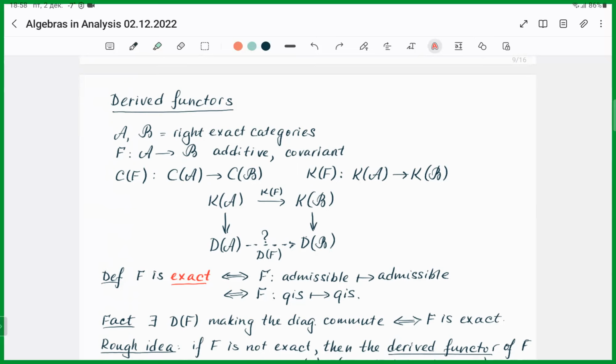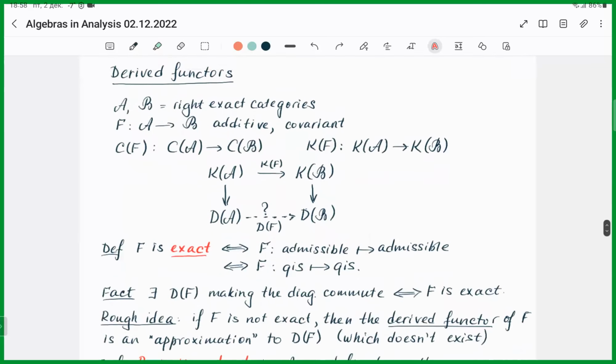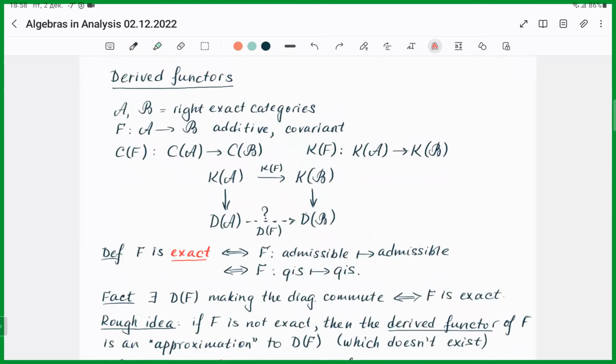Such a functor exists if and only if F is exact. So by definition, our functor F is exact if it takes admissible sequences to admissible sequences, or equivalently, if it takes quasi-isomorphisms to quasi-isomorphisms. It turns out that there is a functor D of F which makes this diagram commute if and only if F is exact. So now a rough idea of a derived functor is as follows. If F is not exact, then we can try to construct some kind of approximation to this non-existing arrow, and such an approximation will be a left exact functor of F.